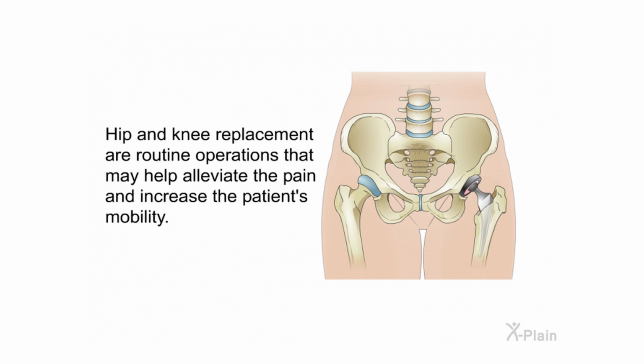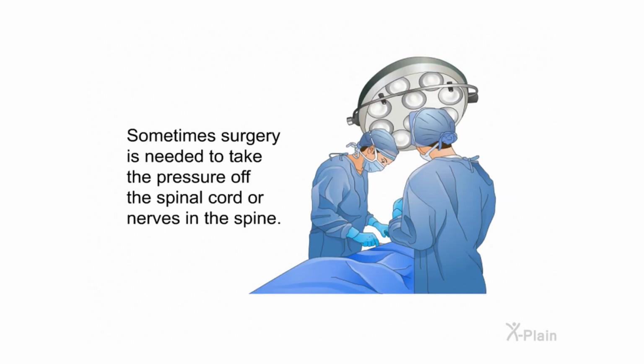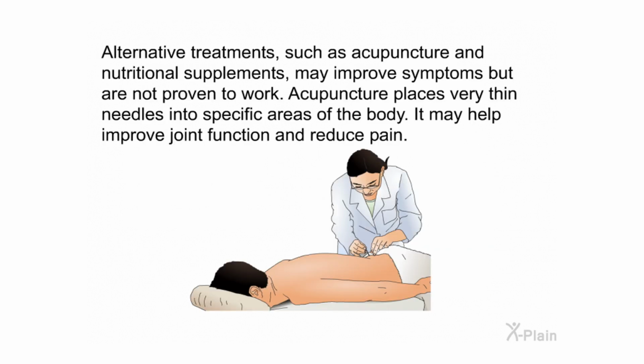Hip and knee replacement are routine operations that may help alleviate the pain and increase the patient's mobility. Sometimes surgery is needed to take the pressure off the spinal cord or nerves in the spine. Alternative treatments, such as acupuncture and nutritional supplements, may improve symptoms but are not proven to work. Acupuncture places very thin needles into specific areas of the body. It may help improve joint function and reduce pain.